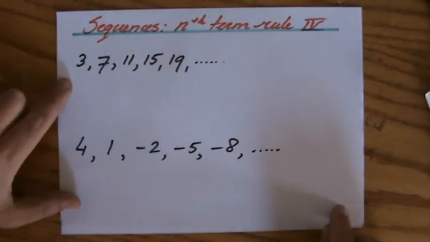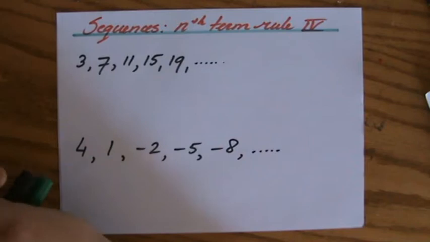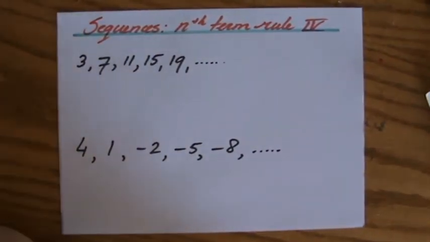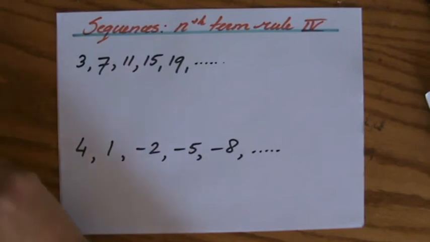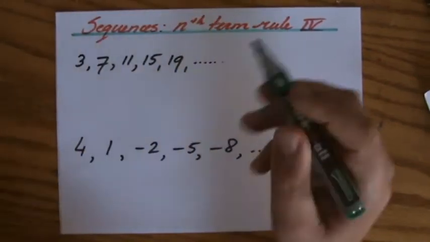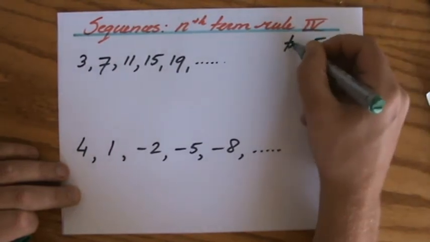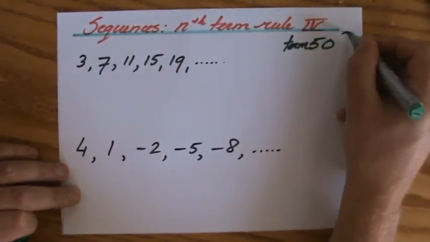Hopefully you've seen my previous videos about finding the end of term rule for sequences. I just wrote down two number sequences for you to try, and then you can look at my answers afterwards. So the question is, what is the end of term rule? And let's say then you have to use that rule to find the value of term 50. Okay, so have a go.